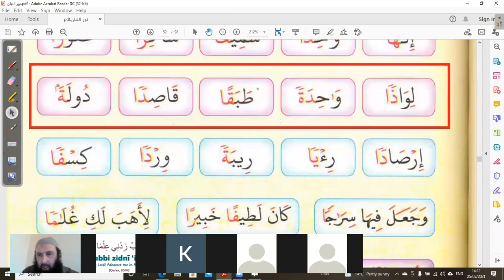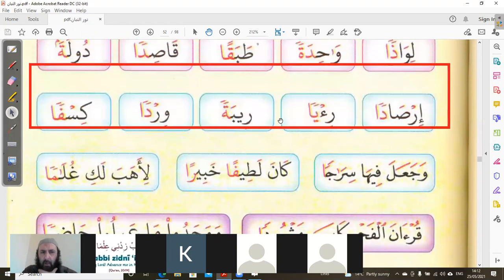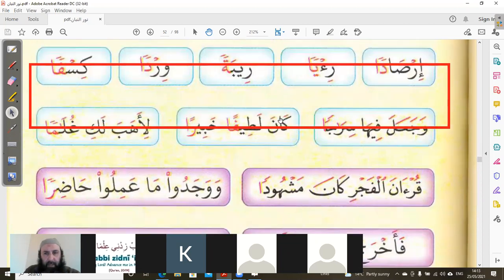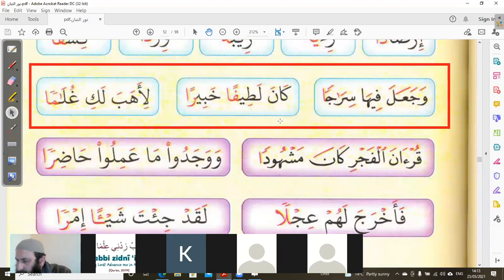So we go with Hassin now. Hassin, you go for two lines, inshallah. Liwazan, wahidan. Wahidatan. Good. Tabaqan. Qasidan. Dulatan. Good. Next one is irsadan. Riyan. Ribatan. Ridan. Ri is long. Ribatan. Kisfan. Good, mashallah. Who will be next is Fatima. You'll be next, inshallah.